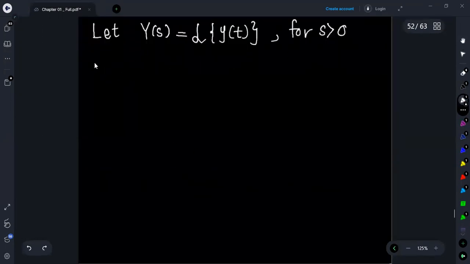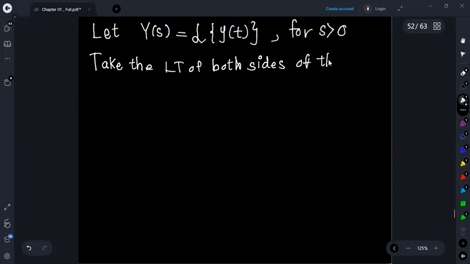So then we are going to take the Laplace transform of both sides of the differential equation.